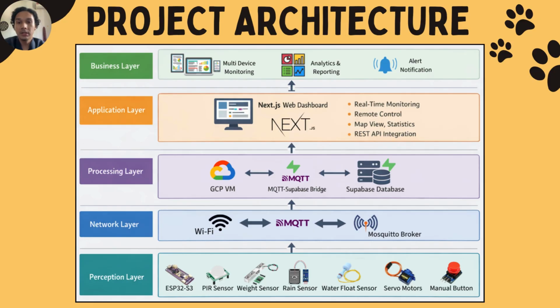In the network layer, it uses Wi-Fi and MQTT protocol to communicate with our cloud, while in the processing layer, it runs on Google Cloud Platform with a Mosquitto MQTT broker and a Supabase database. The application layer is our Next.js dashboard for monitoring and control, and lastly on the top is the business layer, where it provides analytics, reporting, and also alert notifications.